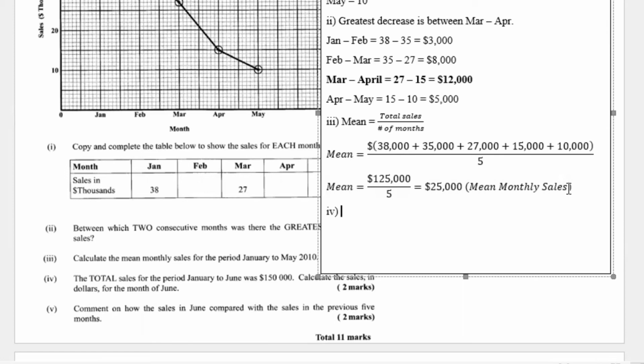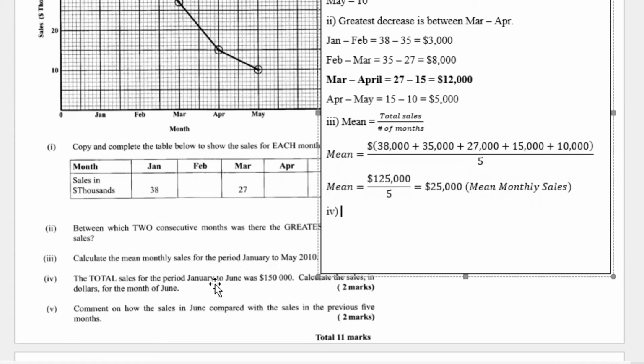And it says the total sales for the period from January to June. So now they're including a new month. If you realize, before we had January to May, now they're giving us information for a new month, January to June. So it says the total sales from January to June was $150,000. Then it says calculate the sales in dollars for the month of June. So if you look at it, we have the total sales from January to May because we just calculated it here and we got 125,000. So now they're giving us from January to June, it would be 150,000. So it says calculate the sales in dollars for the month of June.